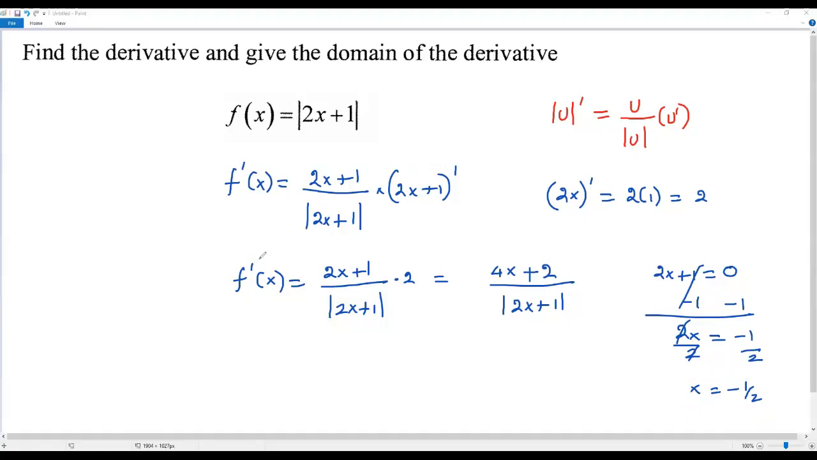So for any other value of x except negative 1/2, for any real value of x, f prime of x is defined. So the domain of f prime of x is all real numbers except negative 1/2.